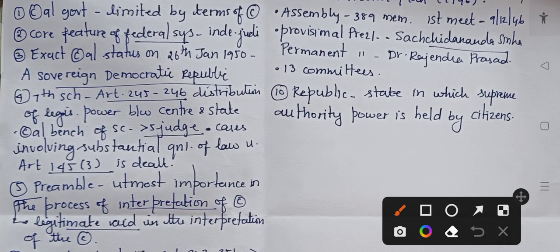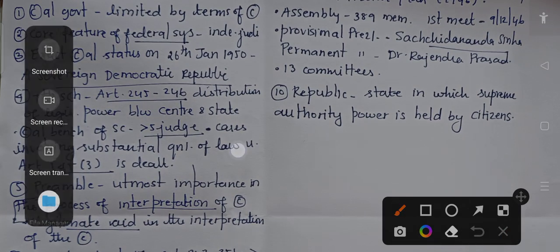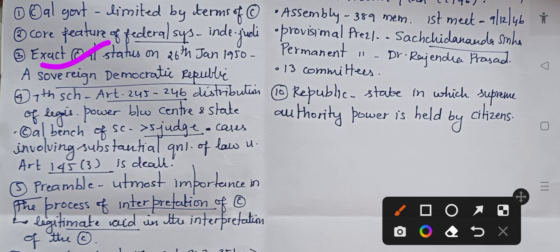The next fact is about the exact constitutional status on 26th January 1950. What was the exact constitutional status in the preamble as of 1950? It was given as sovereign democratic republic. Later in 1976, during the 42nd Constitutional Amendment Act, the three words socialist, secular and integrity were added.